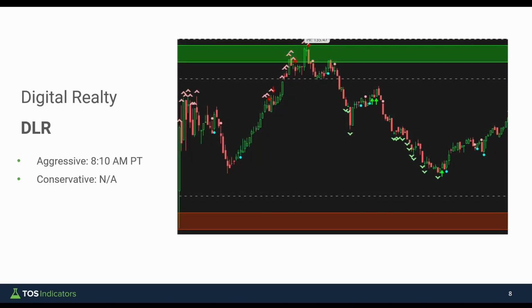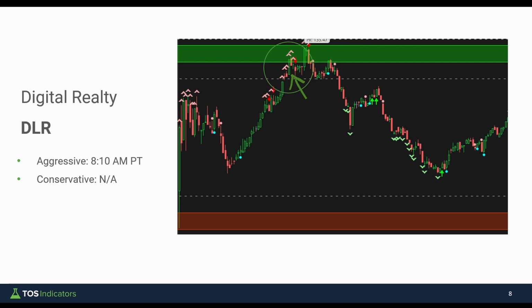Now the next one, Digital Realty. Digital Realty, take a look at the time, 8:10 a.m. Pacific. That's after XLRE, that's after PSA. So now we're starting to see where volatility is now catching up. Where do we now have opportunities when the sector is already on its conservative volatility box models?